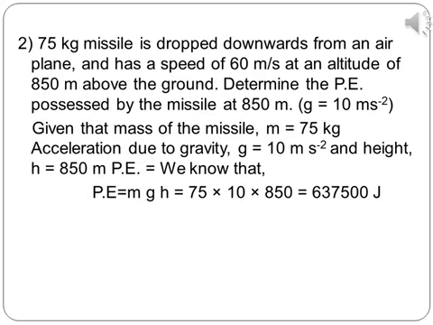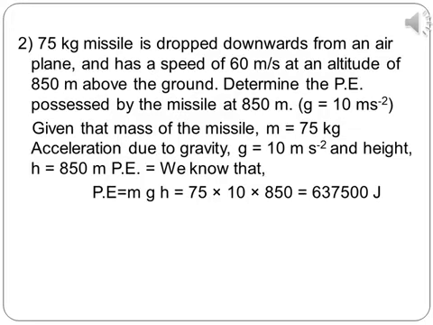And the second question is, a 75 kg missile is dropped downwards from an aeroplane and has a speed of 60 meter per second at an altitude of 850 meter above the ground. Determine the potential energy possessed by the missile at 850 meter, given g is equal to 10 meter per second square.